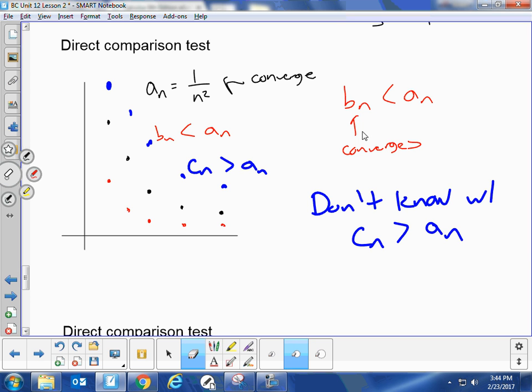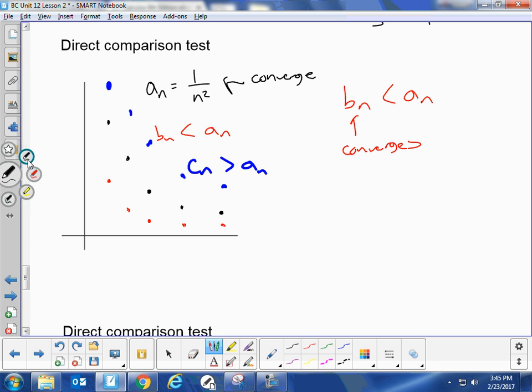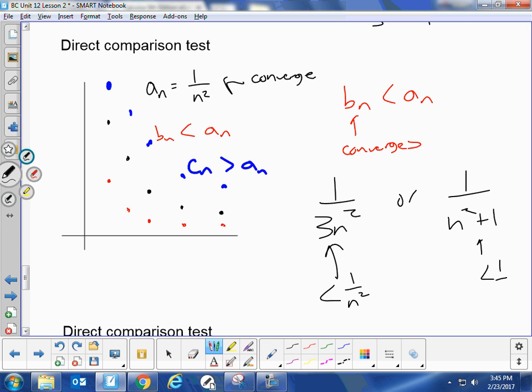A quick example of these is if I look at 1 over 3n squared, or 1 over n squared plus 1. If I increase my denominator, I know that my fractions are going to be smaller. Increasing the bottom makes the fraction smaller. Well, by comparison, I know that this is going to be less than 1 over n squared, and this is also less than 1 over n squared. I know definitively that this will also converge, by a direct comparison.